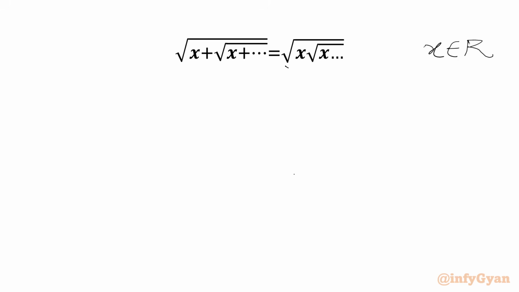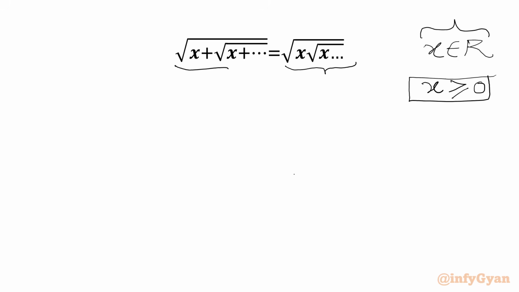We have x in the product form in right hand side. So one thing is very clear, our x must be non-negative. We will write x should be greater than or equal to 0 for x to be real. Now we are going to assume LHS equal to U, RHS equal to V. So our first equation is very clear, U equal to V.